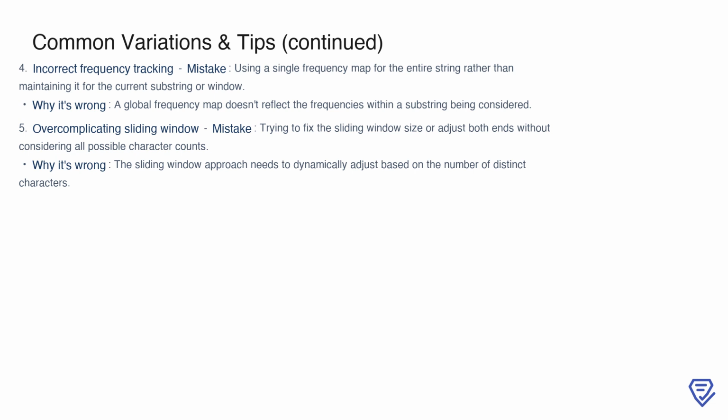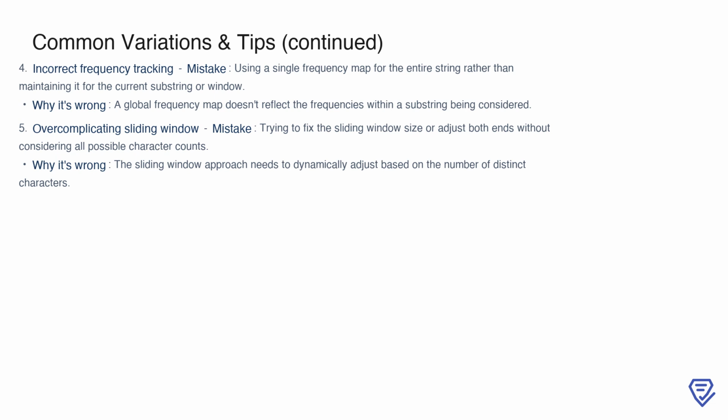Using a single, global frequency map for the entire string can lead to incorrect results because it fails to account for the specific frequencies within the substring or window being analyzed. Instead, you need to maintain a frequency map that dynamically adjusts to reflect only the characters in the current range.